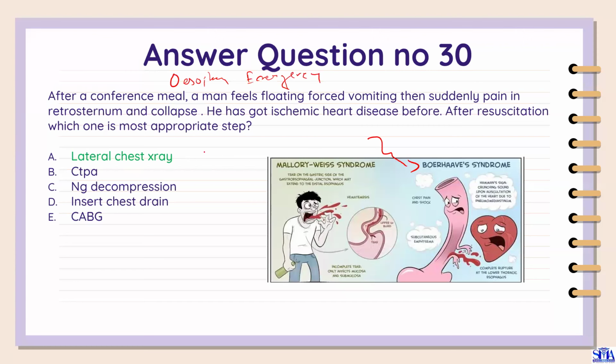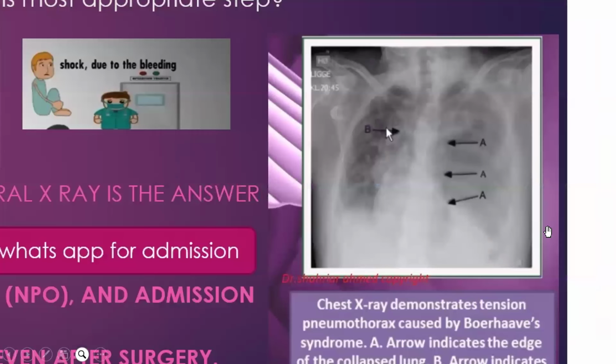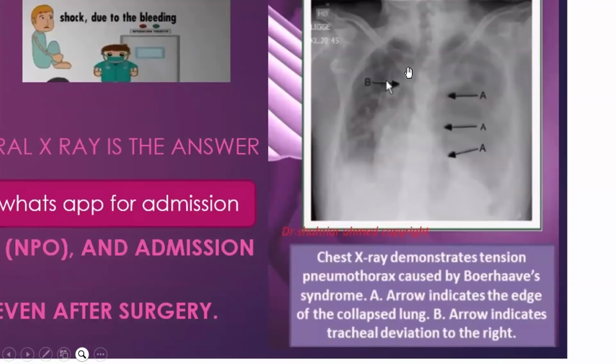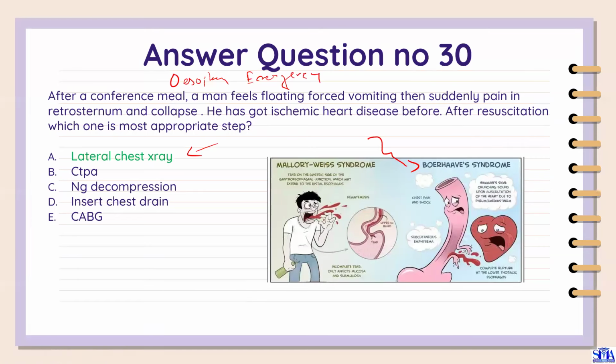Boerhaave syndrome, having a lateral chest X-ray. In the past we have shared this one. Why? Because often there can be an underlying pneumothorax, correct? Often there can be pneumothorax and lung collapse can be evident. So you need surgical repair, but even so the mortality rate is very high. So Boerhaave has high mortality, even if you do a surgical procedure.